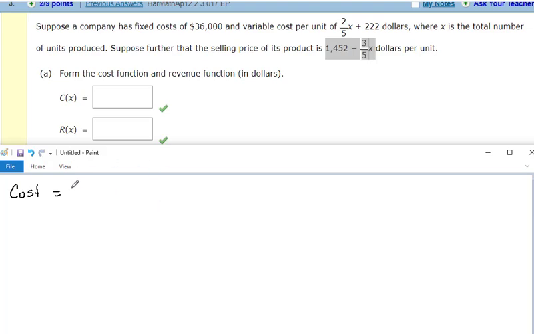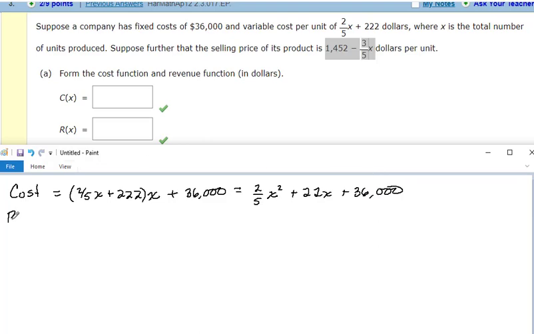Your variable cost will be per unit costs, so 2/5 x plus 222 each times x number of items, plus, and then put in your fixed costs, 36,000. Distribute the x through, we'll get 2/5 x squared plus 222x plus 36,000. There's my cost function.